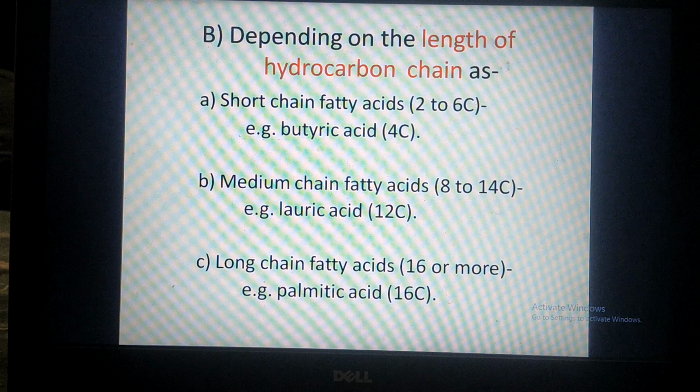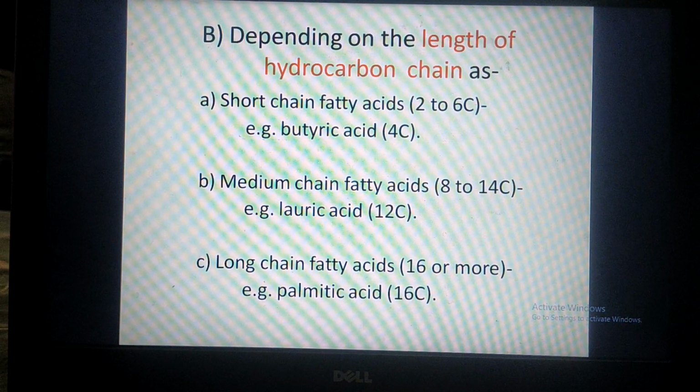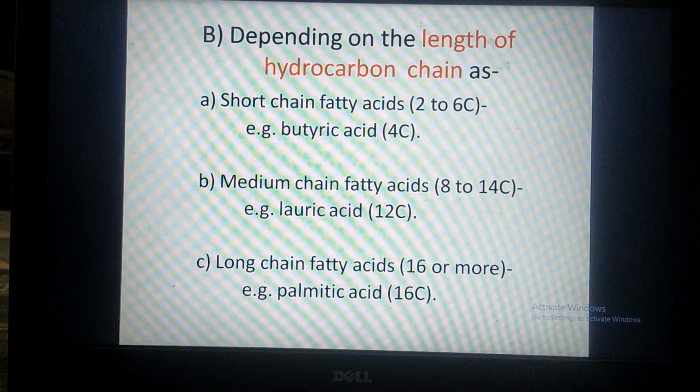Short chain fatty acids have carbon atoms between 2 to 6. Example, butyric acid. Medium chain fatty acids have carbon atoms ranging from 8 to 12. Example, lauric acid with 12 carbon. And long chain fatty acids have 16 or more than 16 carbon atoms. Example, palmitic acid. Here we have classified only even chain fatty acids.